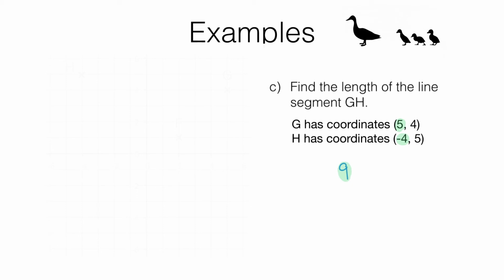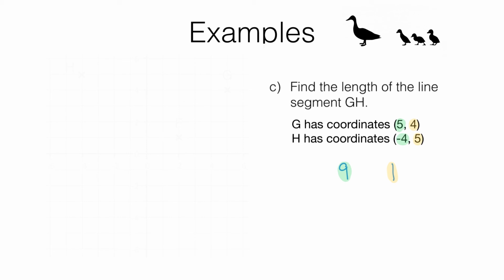Now, let's consider the vertical distance between G and H. That is just going to be the difference between the y coordinates. Now, the difference between 4 and 5 is just 1. So, we have a horizontal distance of 9 and a vertical distance of 1. A horizontal and a vertical will form a right angle. So we've got a right angle triangle with sides of 9 and 1, and the length GH is our hypotenuse.